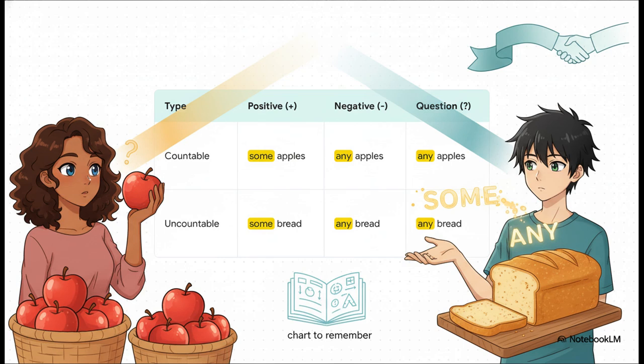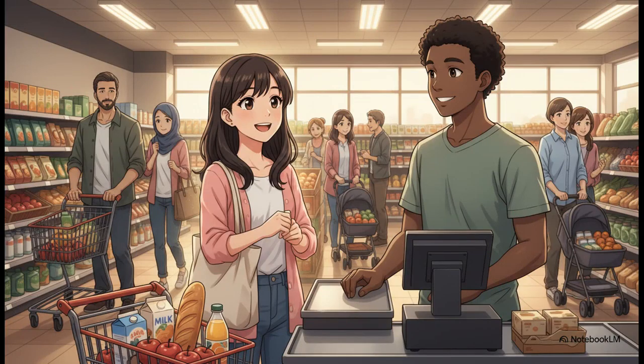It doesn't matter if it's countable or uncountable, it's some for the positive stuff and any for the negative stuff and for most questions. Just remember to keep that one little exception for offers and requests tucked away in your back pocket. This is the one to save. And that's it. The noun dilemma solved. You literally have all the tools you need now to handle countable nouns, uncountable nouns, some and any with total confidence. Say goodbye to that freezing up moment at the checkout counter.